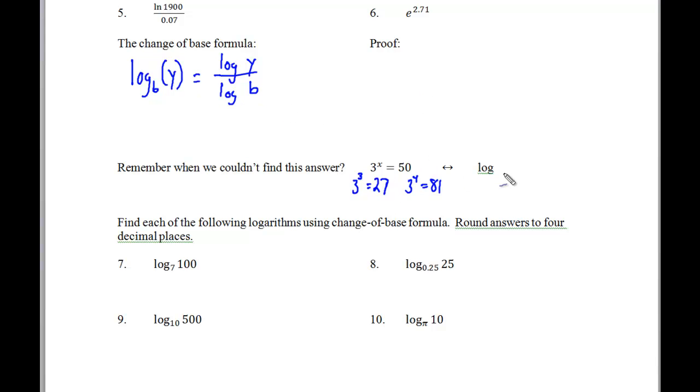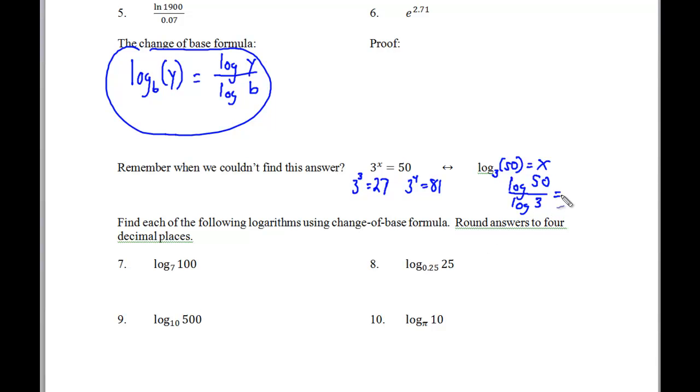Which means that if I'm trying to find this problem, I'm going to convert this to log base 3 of 50 equals x. Which means that I'm trying to find what's the power of 3, so 3 to the what power is 50. So using my change of base formula right here, all I have to do is take my log of 50 and divide it by the log of 3. And when you do that division, you would get your answer for x.